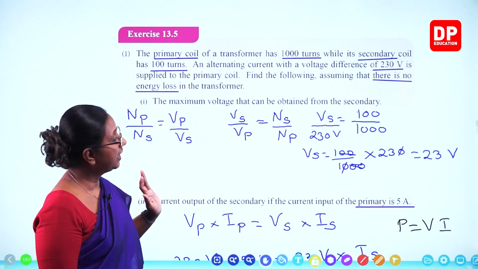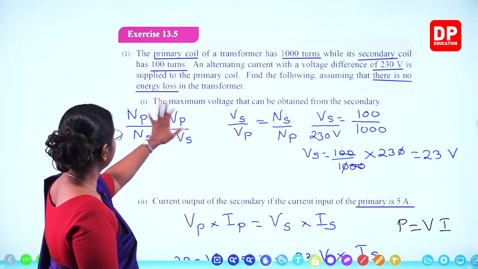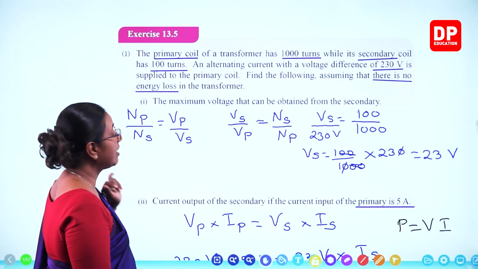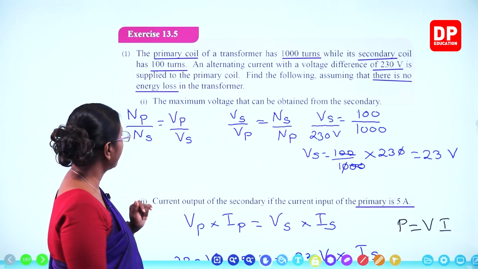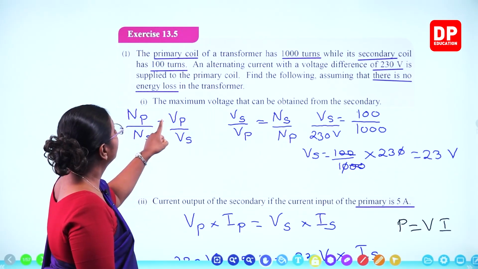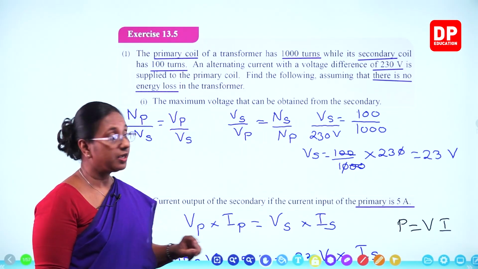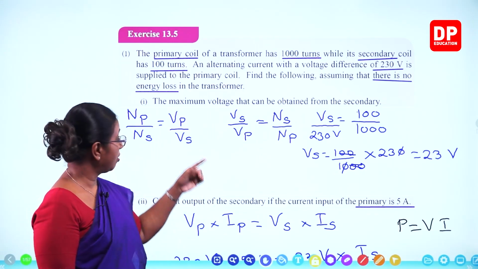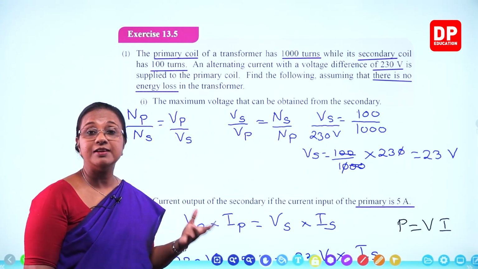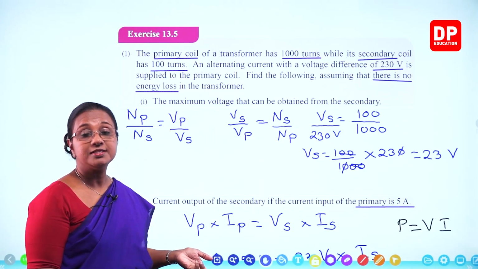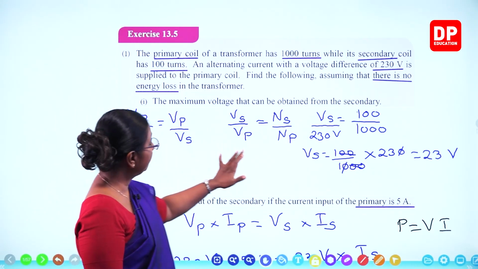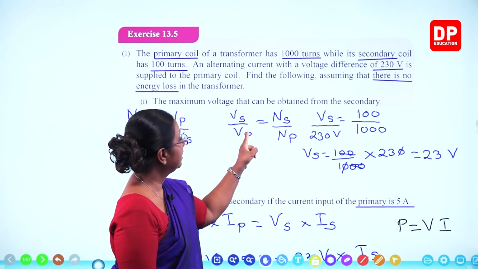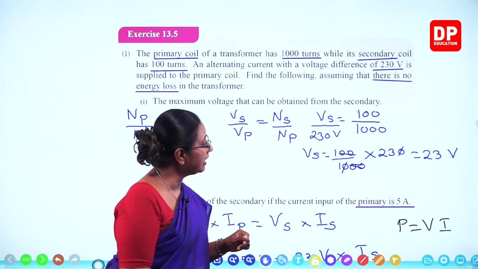So we calculated the voltage that can be obtained from the secondary coil. For that you have this equation: number of turns in the primary coil divided by the number of turns in the secondary coil is equal to the potential difference of the primary coil divided by the potential difference of the secondary coil, or you can say voltage of the primary coil divided by voltage of the secondary coil. From that, we rearrange and get this equation, Vs divided by Vp is equal to Ns divided by Np.